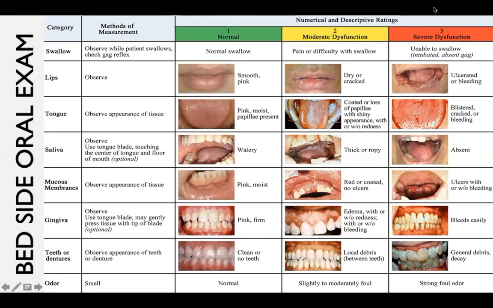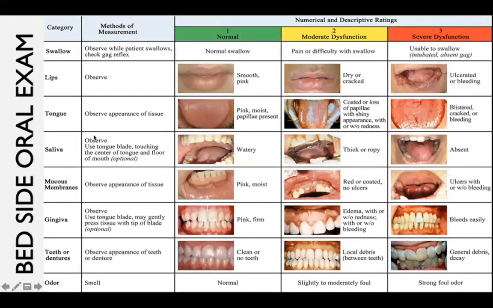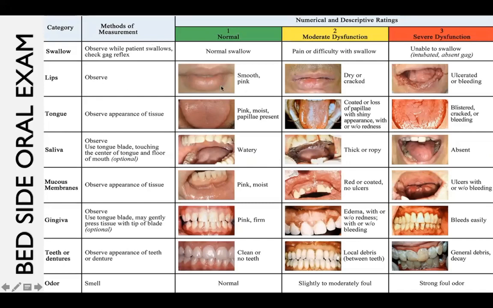I have found this, and you can see here the categories: swallowing. The reflex swallow. Does the patient swallow food or drink normally, or is there pain or odynophagia, or dysphagia, pain with swallowing, or unable to swallow, where we need to intubate. Absent gag reflex. Okay. And then we have lips. We need to observe the lips: smooth, pink, dry or cracked, and ulcerated or bleeding.